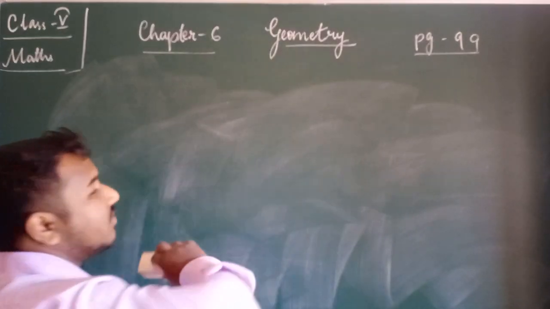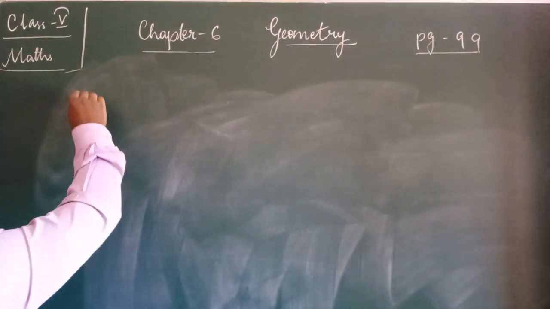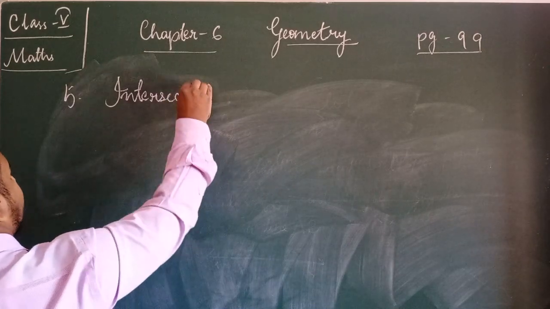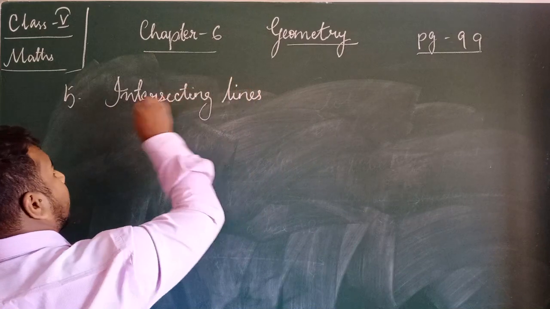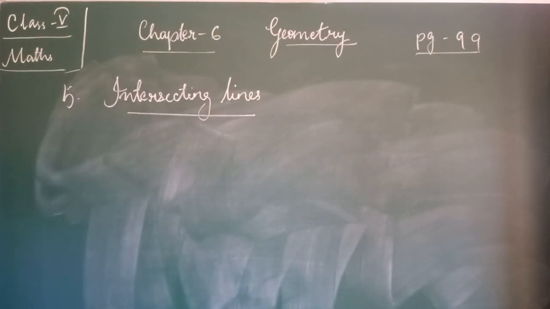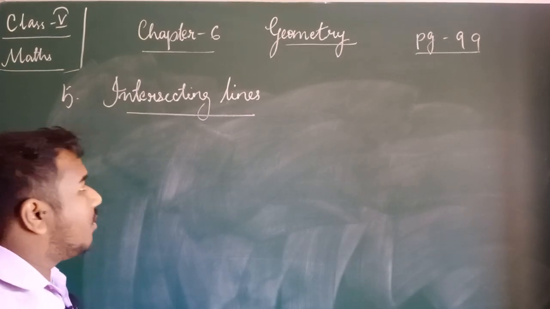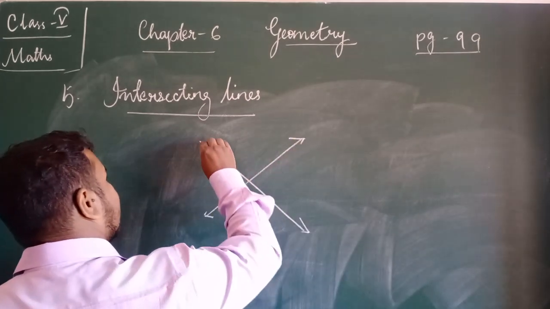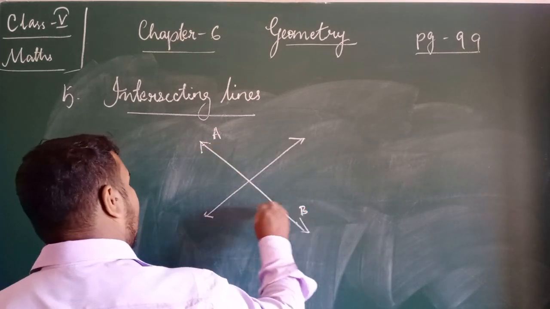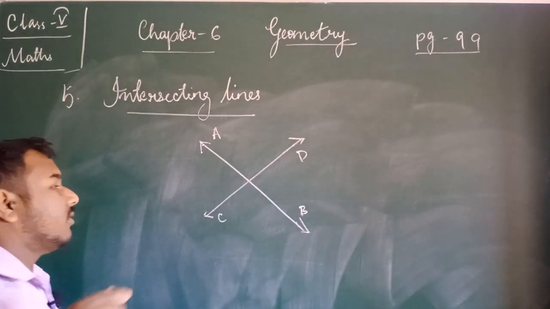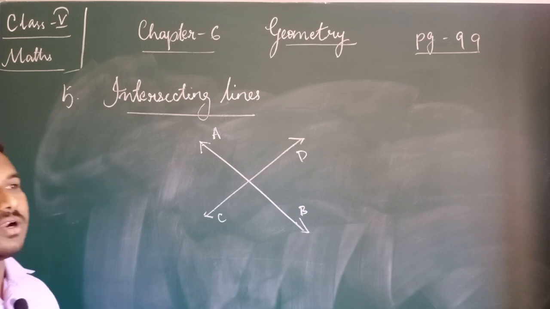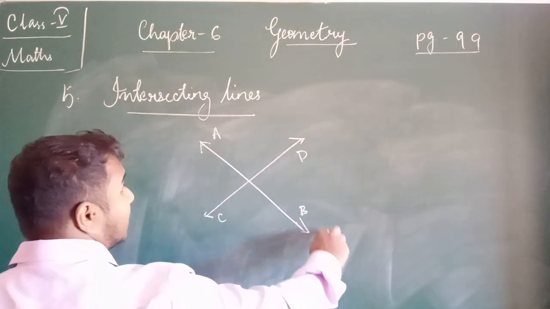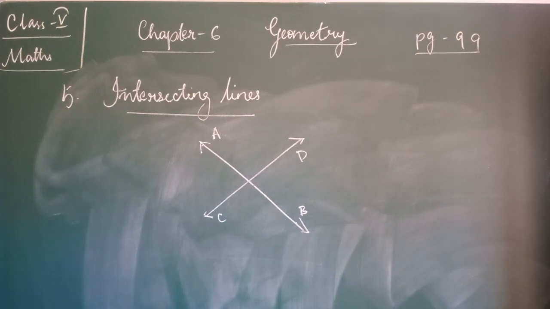Now we will study different types of lines. First one is your intersecting lines. So what is an intersecting line? When two lines or three lines are joined together, suppose this is the line AB, C and D. When two line segments are crossed over each other or are joining with each other, then it is called as an intersecting line. So you can see here AB is a line segment, CD is a line segment. This is called as an intersecting line segment.